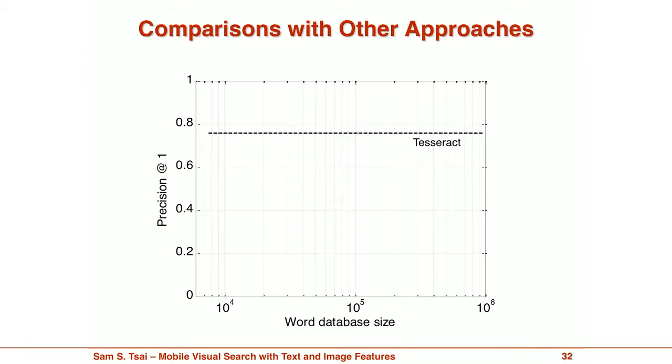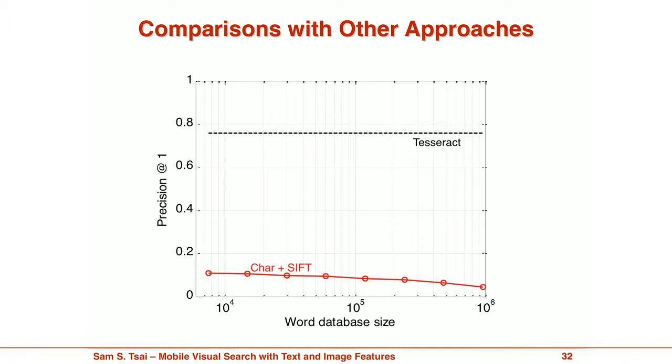Here we show comparisons with other approaches. Since we're working with word patches, we could use OCR to recognize the text. We show as reference in the black dashed line the performance of Tesseract, which is an open source OCR engine. It has a performance around 76%. For other schemes, we change the database size to test their performance.